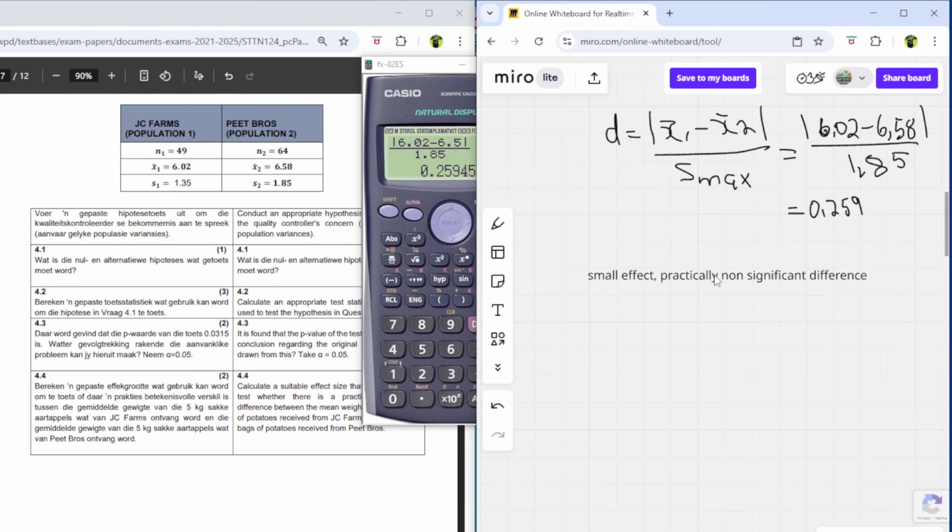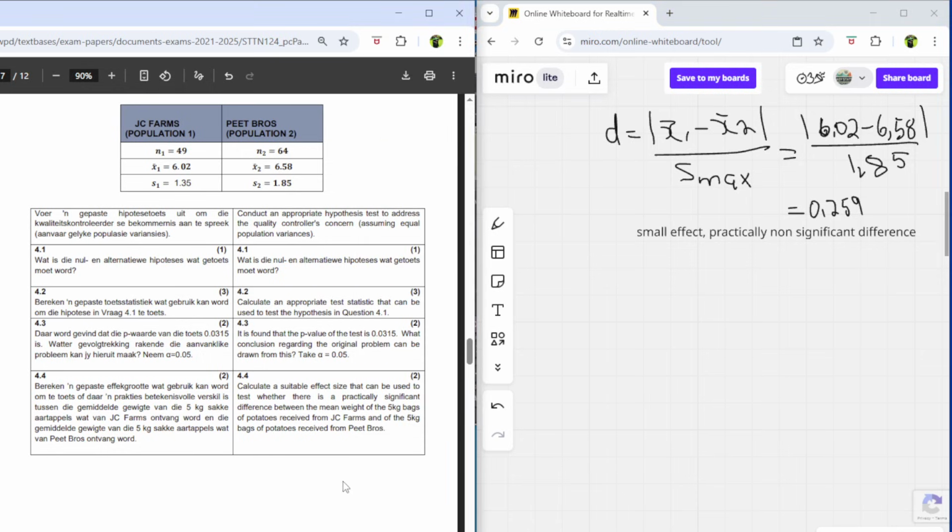So this is the guideline. I explained it in my tutorial videos, and it's also in the slides, so go and look for it in the slides. It's a small effect, practically non-significant difference. That's how we found and answered question 4.4.